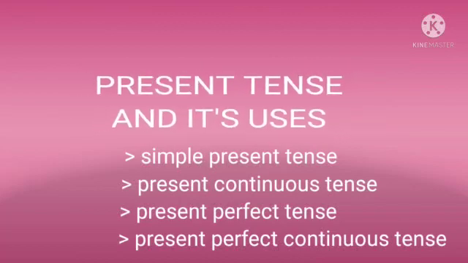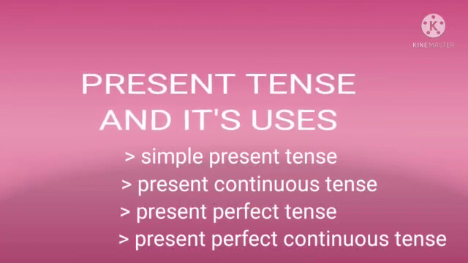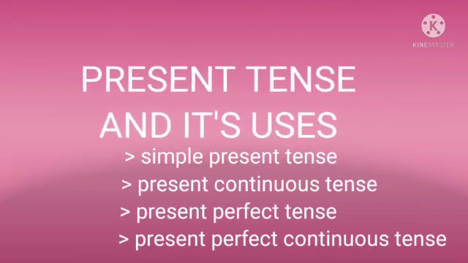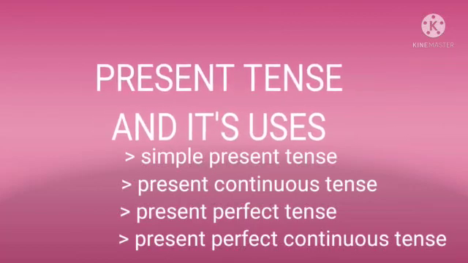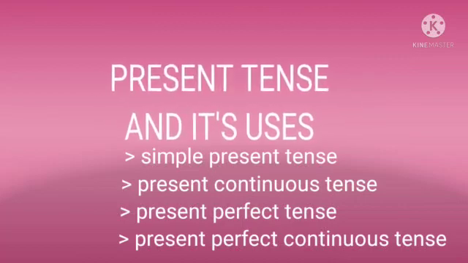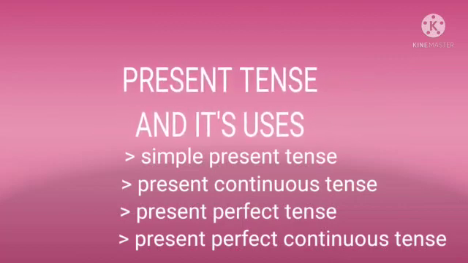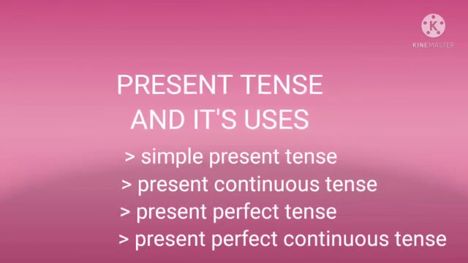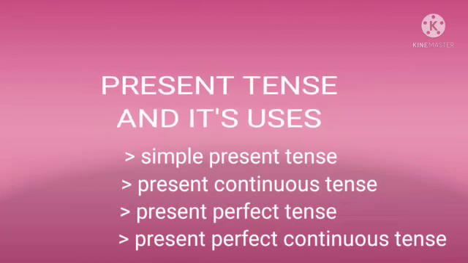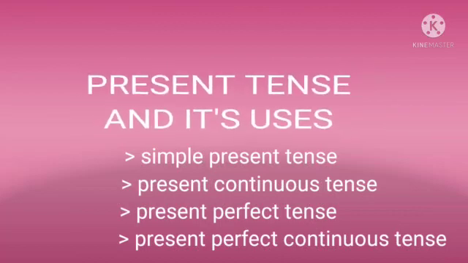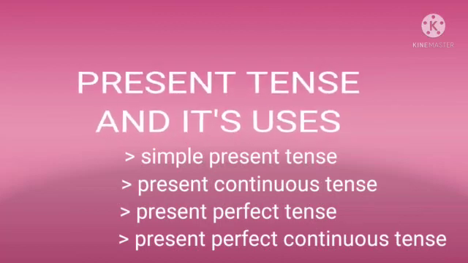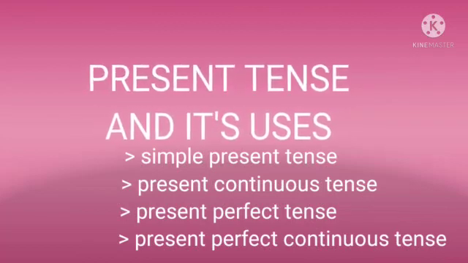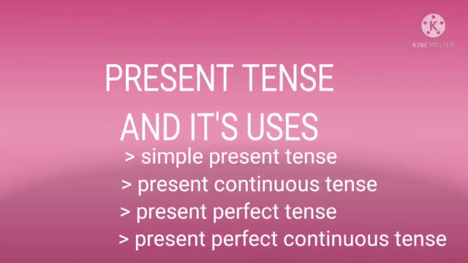What is present tense? A verb that refers to present time is said to be in the present tense. Let us take one example. I go to school. Here, the verb go refers to present time. The verb went refers to the past time, and the verb will go refers to future time. Thus, there are three main tenses: the present tense, the past tense, and the future tense.